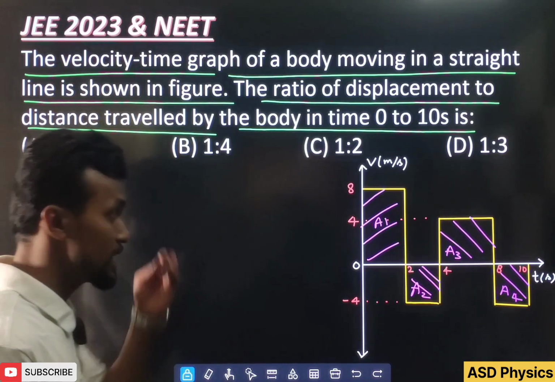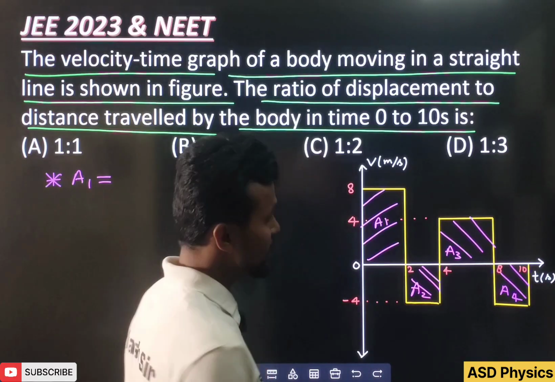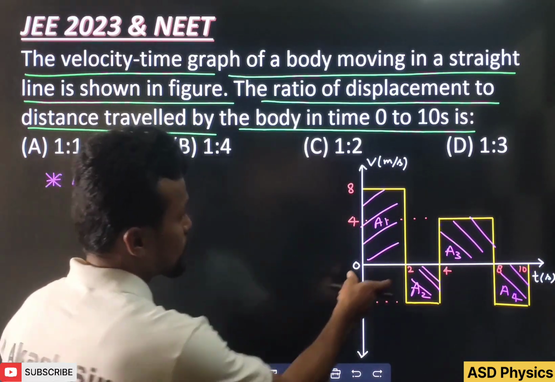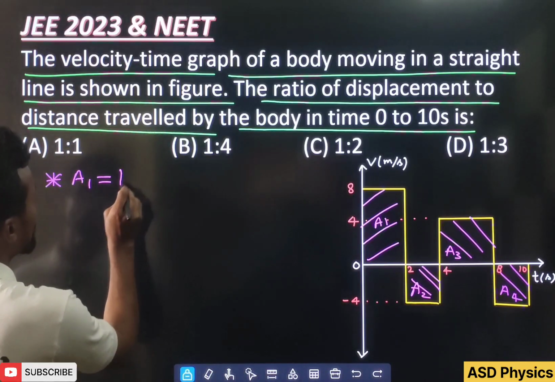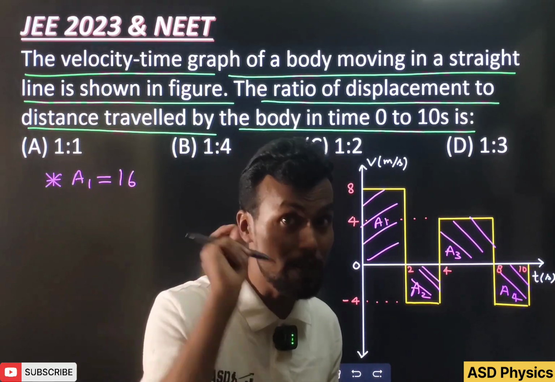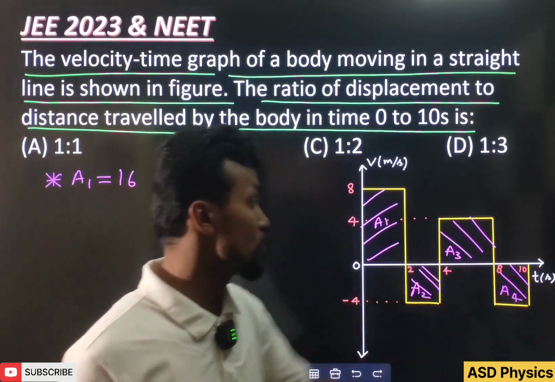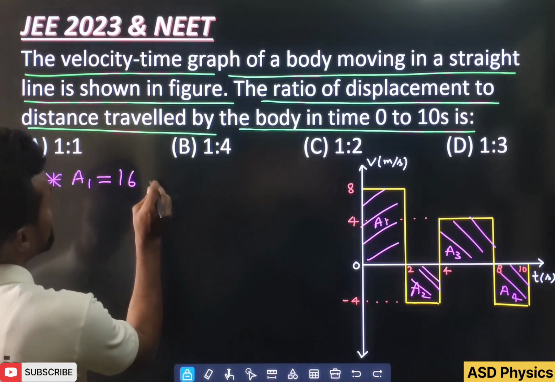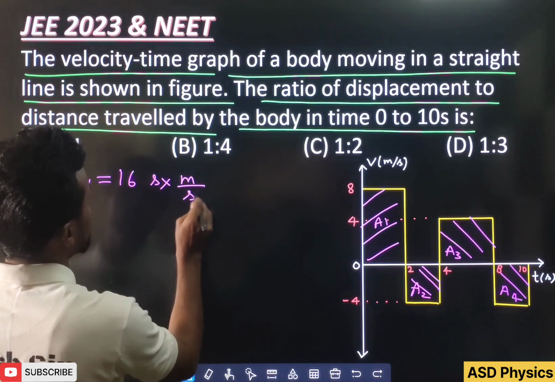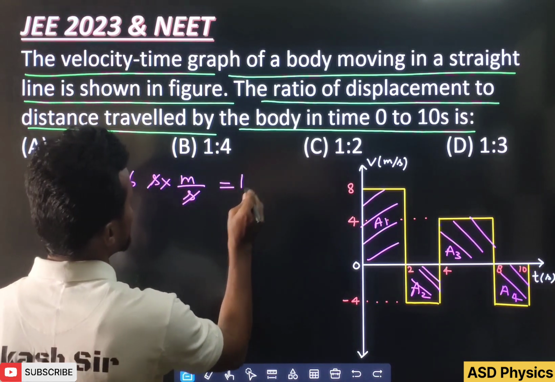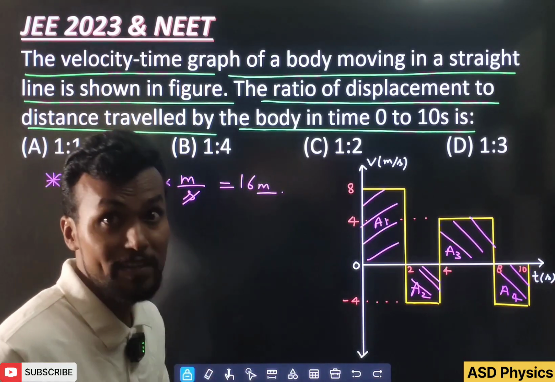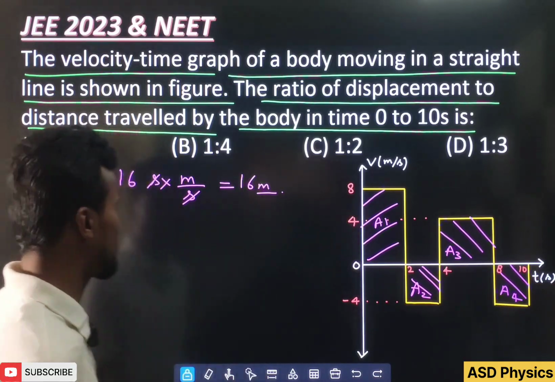So what is A1? A1, you can see very well, is just like a rectangle. This is 2, this is 8. Rectangle means length into breadth is the area, is it? So 8 into 2, how much is coming here? 16. Unit, remember that for area we have to multiply the units of the axes. So what is this? On the x-axis, time is there, second, on the y-axis, velocity is there, meter per second. So second and second cancel. Unit will be meter. We are calculating area, but the unit is meter, because this is which graph? Velocity time graph. Is it?